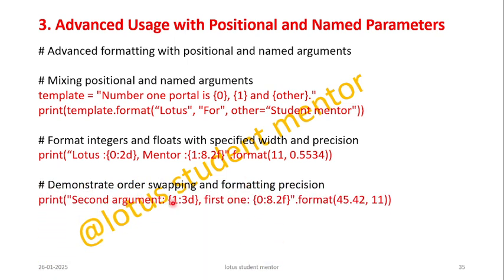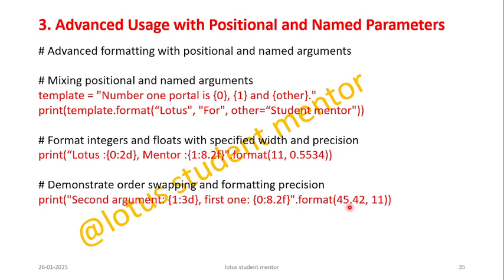Next one, demonstrate order swapping and formatting position. What is demonstrating order swapping? The first argument becomes second, and the second becomes first. Now what is the second argument? That is 1, called index 1. What is index 1 here? It is 45.42. The second argument is 1 dot, the 3D. What is the first one here? Format 45.42. We will see here. The first one is 0.